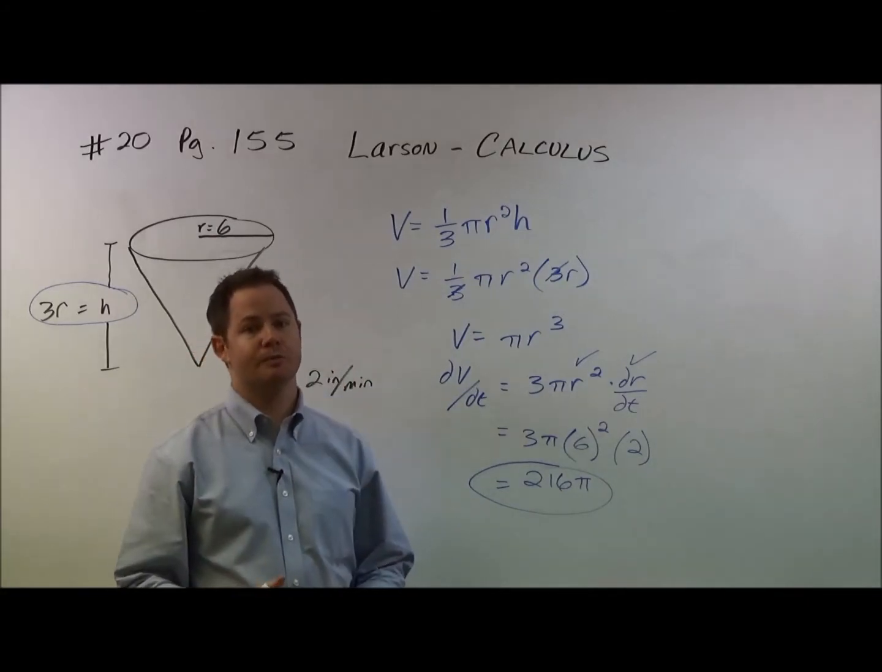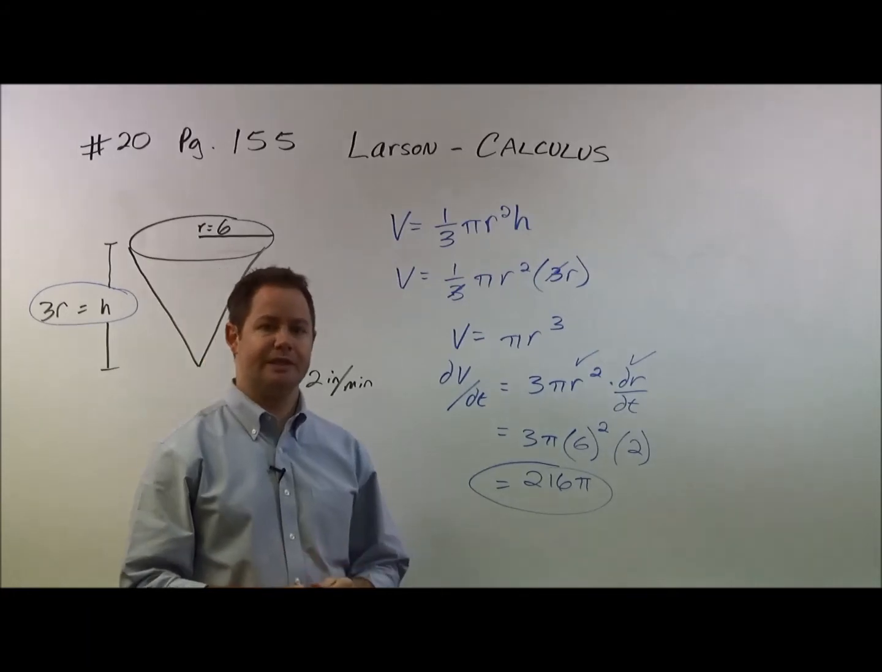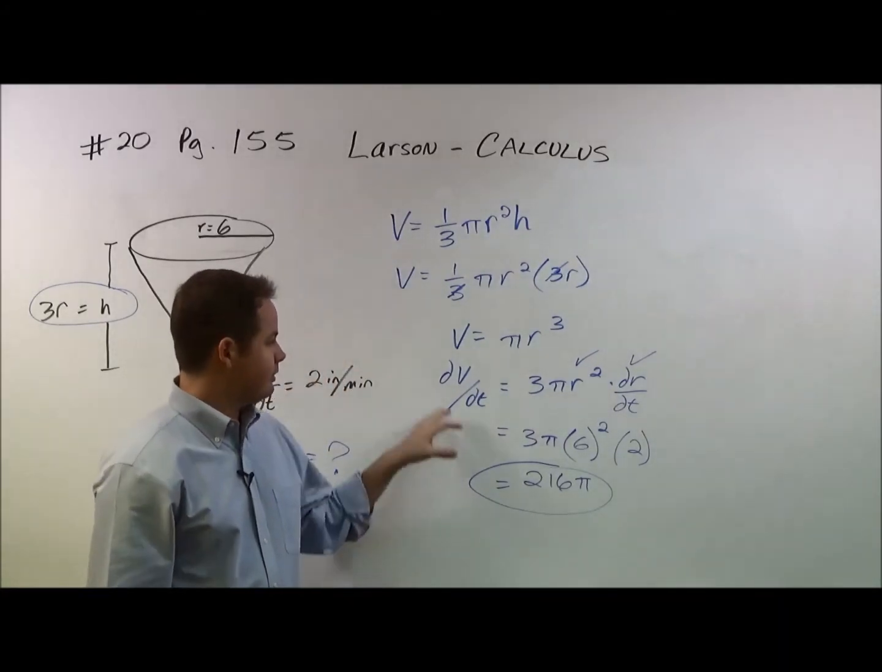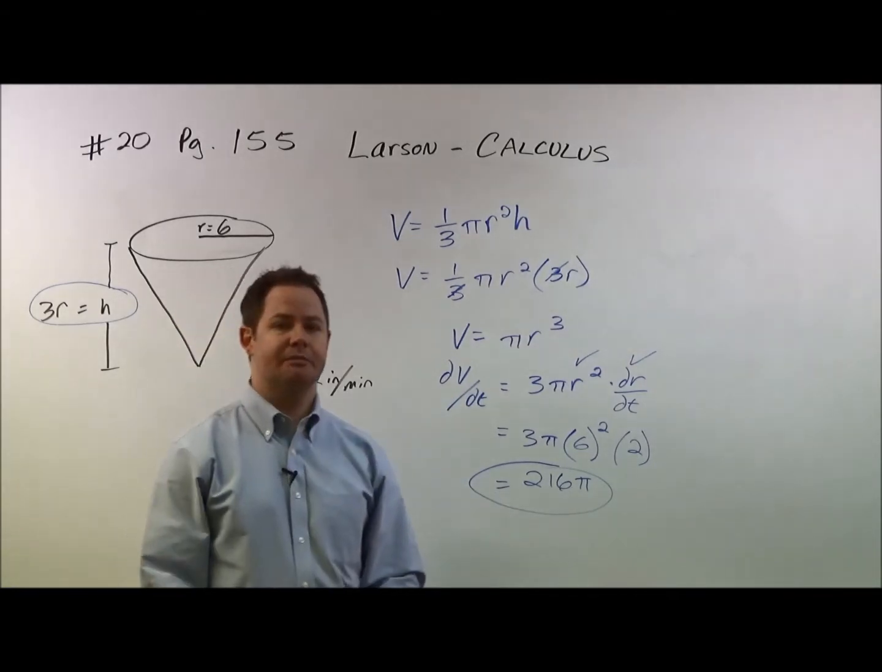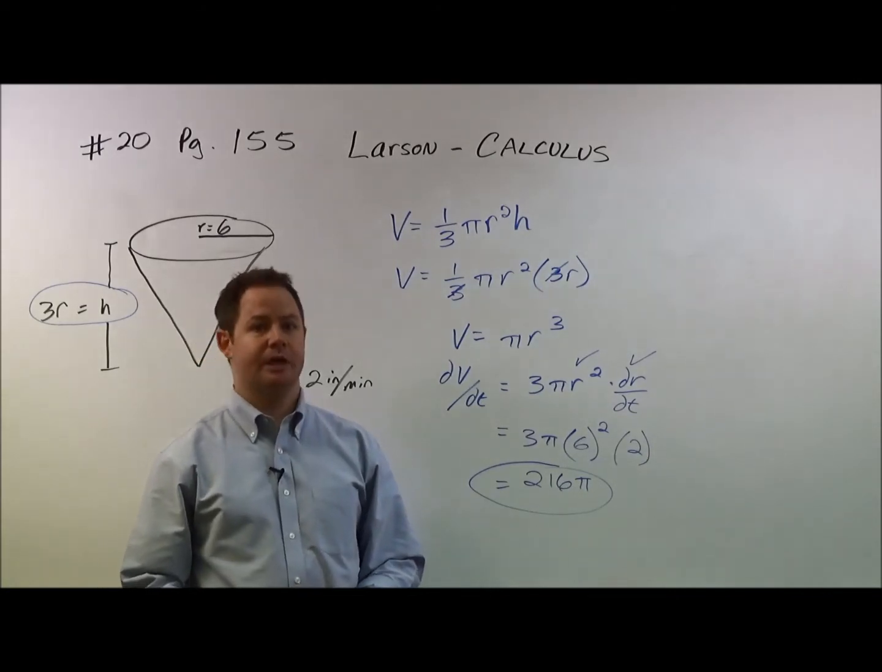Most of the time you'll be able to leave your answers in terms of pi, unless you have a teacher who specifically requests that you find the exact decimal value. So dV dt will be 216 pi. If you want to confirm the decimal answer for that, that'll be posted in the answers portion of our blog for today's calc videos.